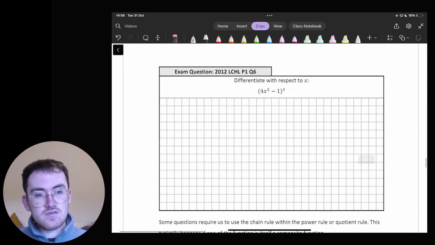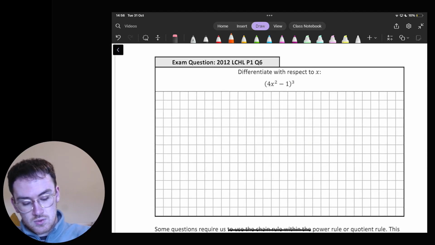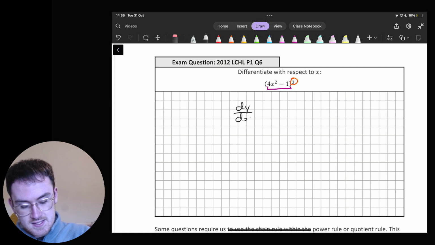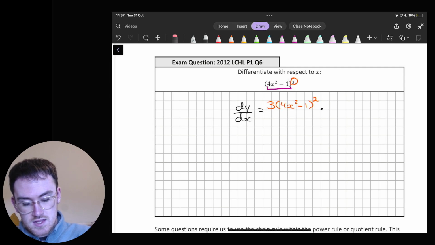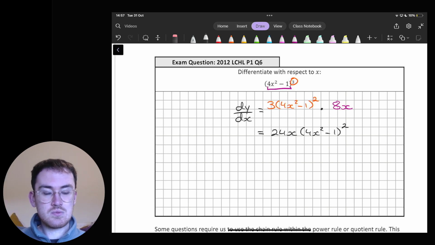So the first exam question from 2012, again, differentiate with respect to x. So we've the same idea going here. We have a power part and we have what's inside the brackets. So to find my overall derivative, my dy dx, first of all, I'm going to multiply by the power, the 3, and I'm going to reduce the power by 1. But we have to remember that in this case, because we have an expression within those brackets, we have to multiply by its derivative as well, which is 8x. So overall, I get 24x times 4x squared minus 1 squared. Okay, just bringing everything together there.